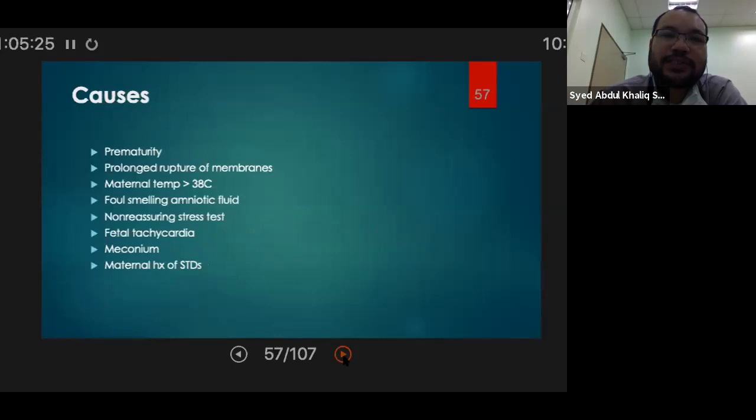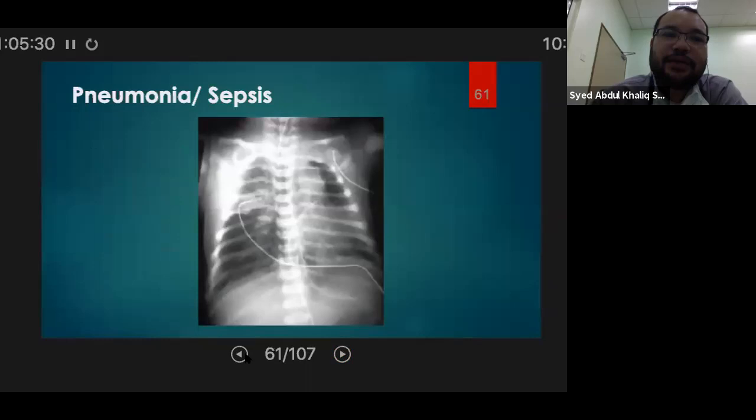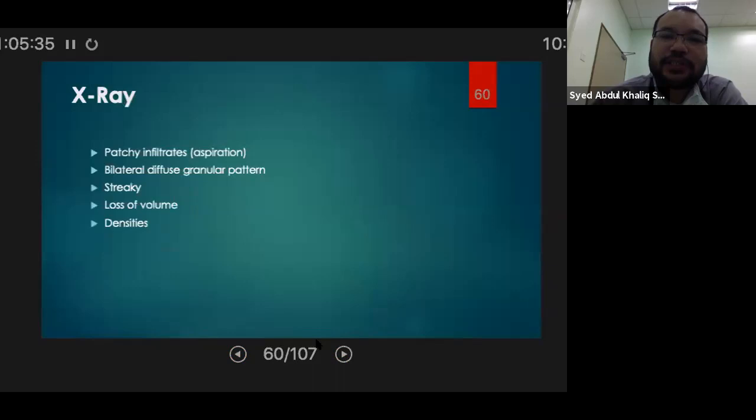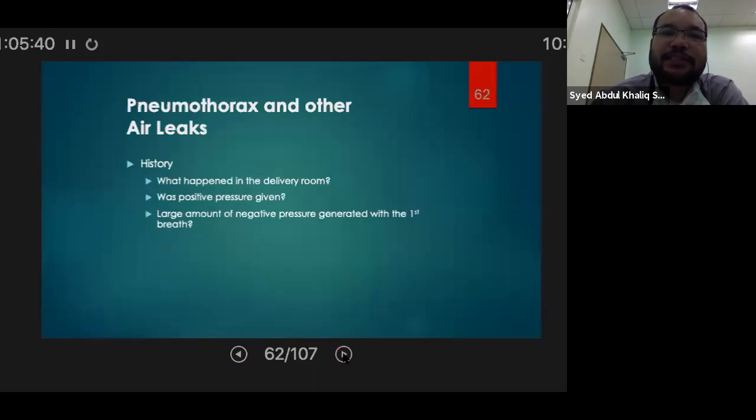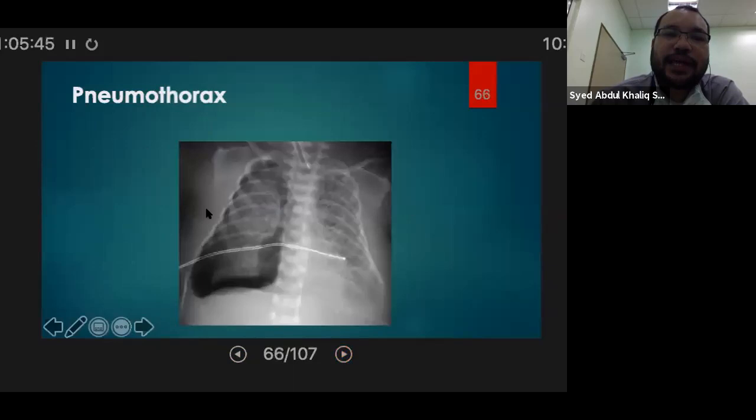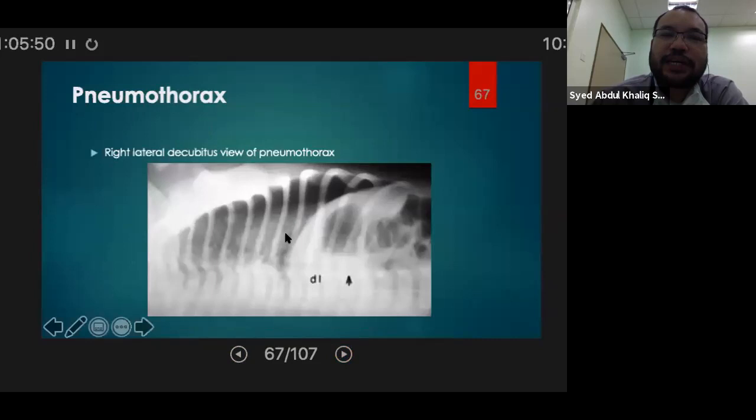Okay, causes as mentioned before, assessment as this X-ray, we can see patchy consolidation, you can see some diffuse granular pattern, you can see streakiness, basically consolidation punya pattern lah. These are some X-rays, pneumothorax, so you need to know as well. So this is another X-ray of a pneumothorax. If you do lateral decubitus, you can see this is the lung field, and this hyperlucent area is where your pneumothorax is.